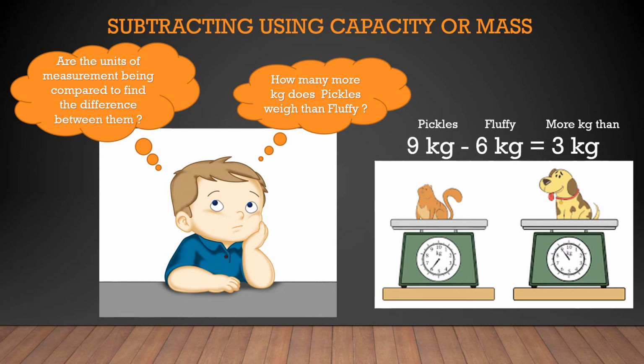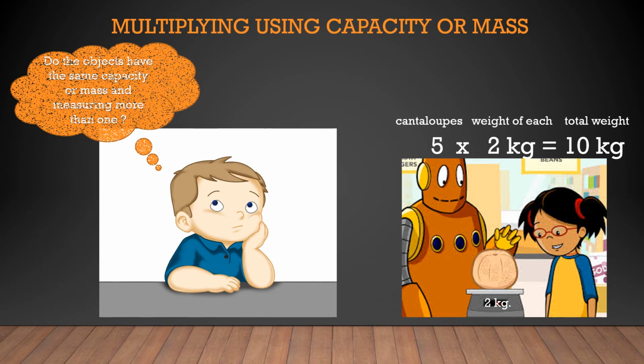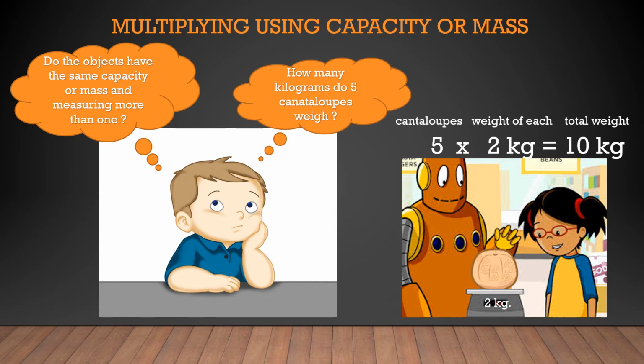But what about multiplication? So when we're multiplying using capacity, we usually see that the objects have the same capacity or mass and we're measuring more than one. For example, take this cantaloupe in the picture. It's 2 kilograms. But what if we wanted to know how many kilograms do 5 cantaloupes weigh? Then we would take the number of cantaloupes and how much each cantaloupe weighs and get the total weight of all 5 cantaloupes together. Pretty simple, right?